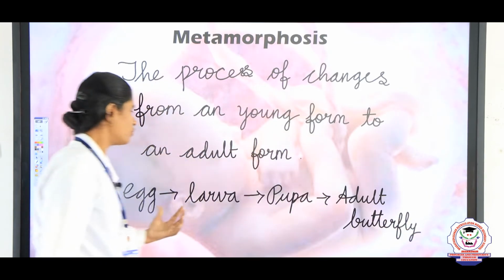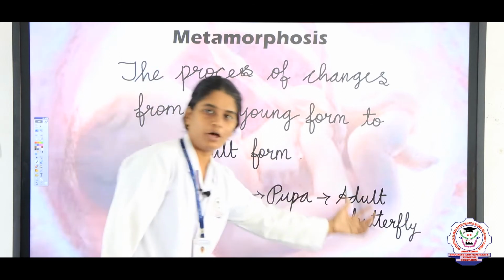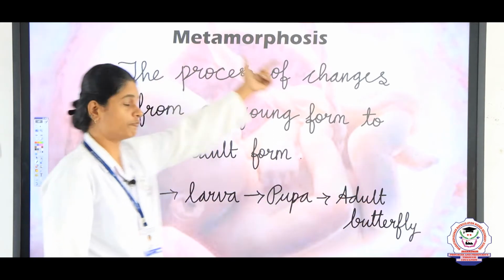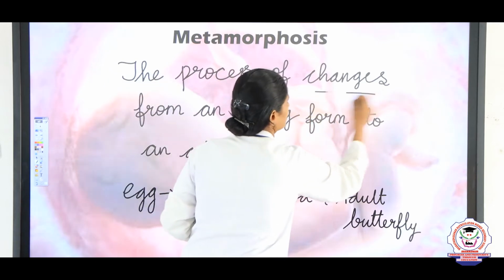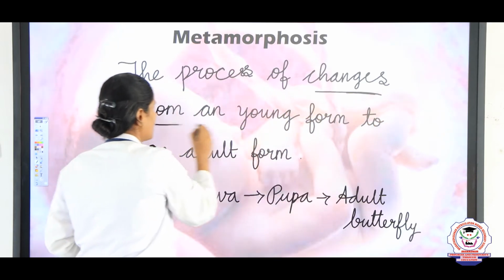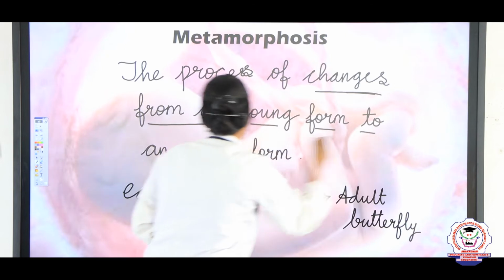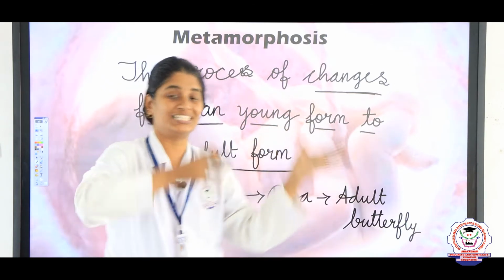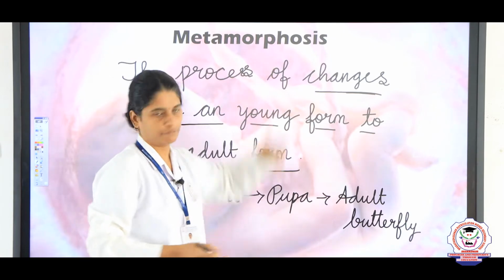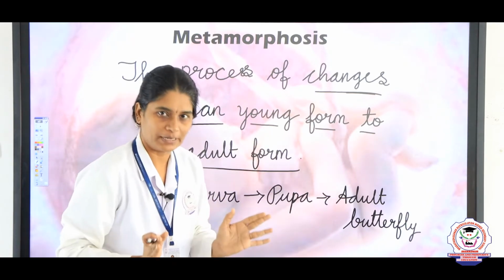Right. So, these are the 4 stages of the life cycle of a butterfly. And what is metamorphosis? Metamorphosis means the process of changes, from a young form to an adult form. This change is known as metamorphosis, right. So, are you clear with metamorphosis?